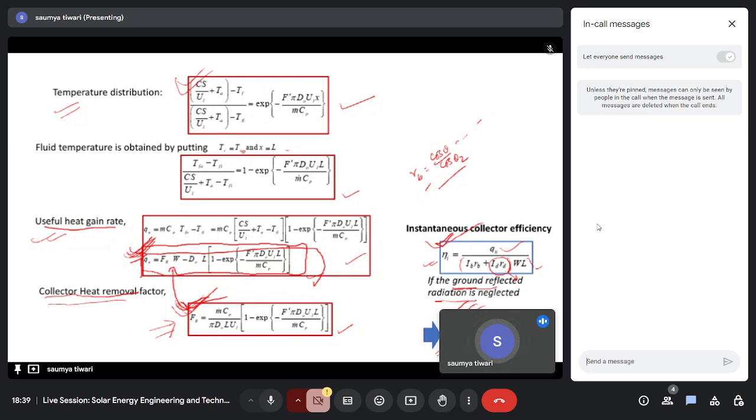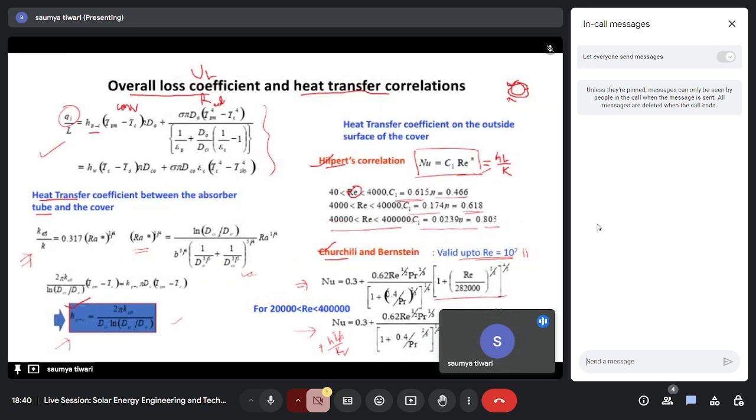We already know this Rb value, right? For beam radiation it's cos theta upon cos theta z. Theta is for the surface at a slope of beta, and theta z is for the horizontal. This we have already learned. Now if you need to calculate the overall loss coefficient and the heat transfer correlation in the question, then these are the important formulas that you need to remember: this formula and this correlation.